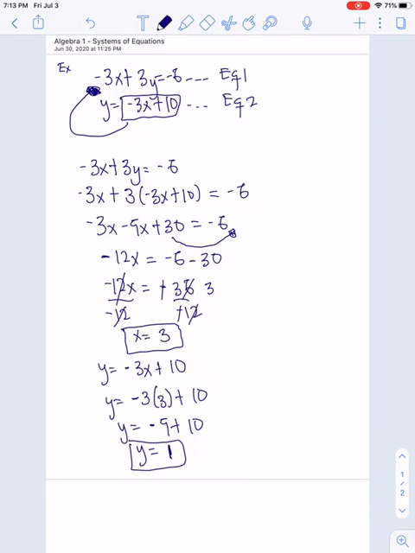Alright, this is going to conclude our system of equation problems. I really hope this was helpful. Once again, my goal is to really make this as simple as possible, so you can solve it really quickly on an exam or quiz in class.